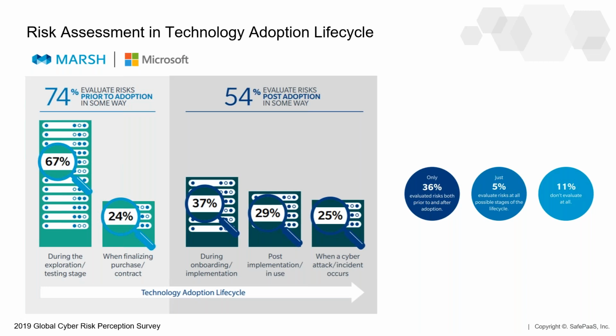But what we're finding is that 74% of the folks in the study, when it comes to a technology adoption lifecycle, attempt to do some kind of risk evaluation of that technology. And that breaks down into those two pillars. 67% said that during the exploration of the technology, they'll also ask risk questions.